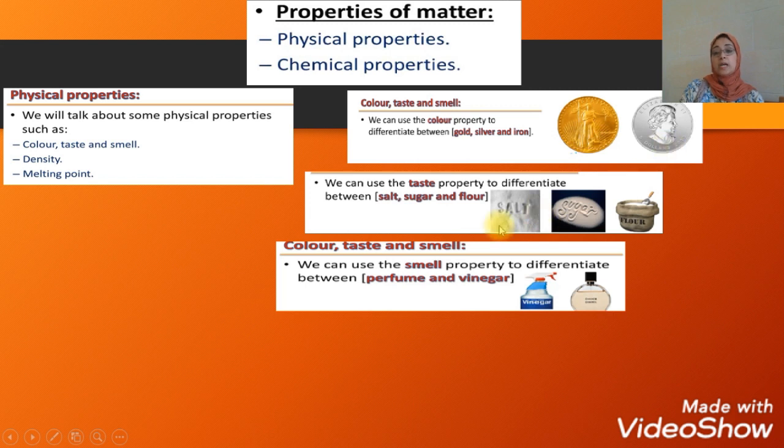We can use the smell property with vinegar and perfume. So we have vinegar and perfume, and we can use the smell property to differentiate between them.